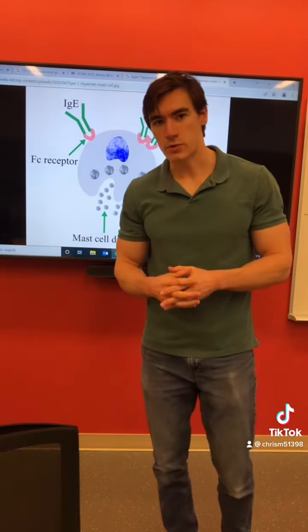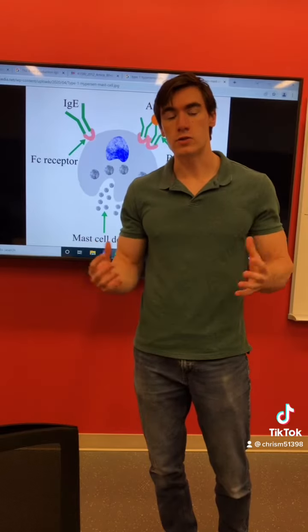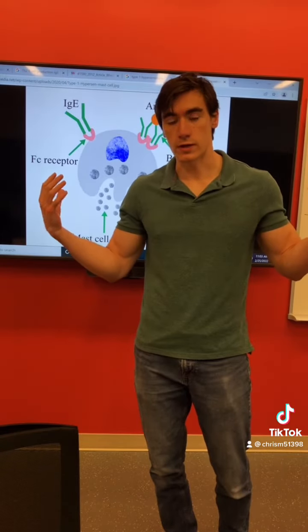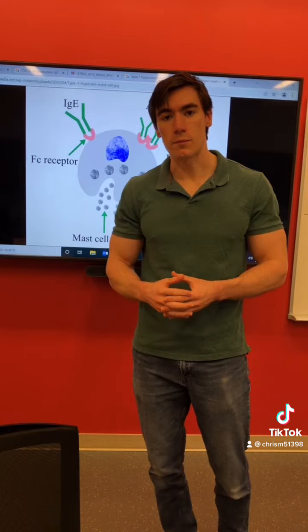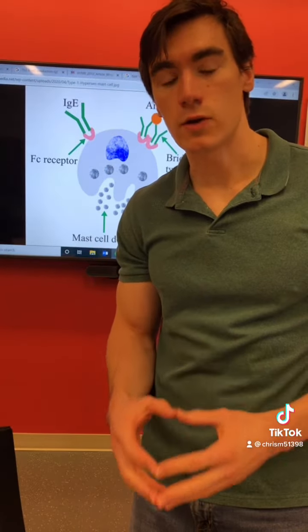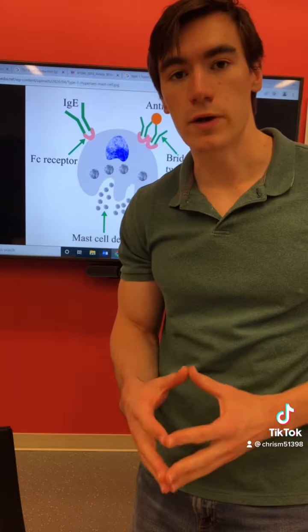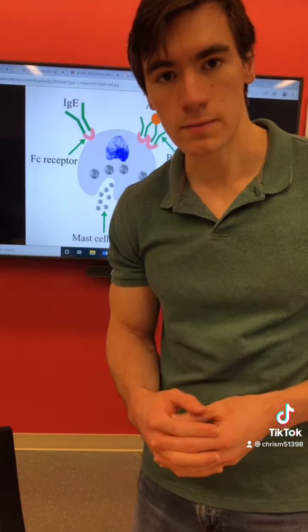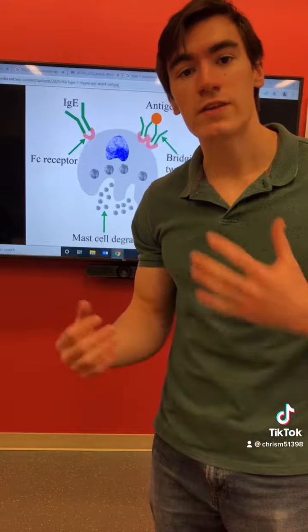Histamine and other inflammatory mediators are going to induce bronchospasm, so the bronchioles within your lungs are going to kind of constrict. This will make breathing a lot more difficult. They will also cause peripheral vasodilation. This will cause some hypotension or low blood pressure and increased vascular permeability. It's also, of course, going to cause a lot of itching and hives.